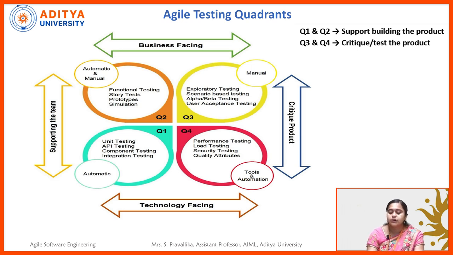Here Q1 and Q2 represent supporting the building of the product, whereas Q3 and Q4 are for critiquing and testing the product. So this was the complete picture of the agile testing quadrants. We can also see a detailed explanation. In Q1 we have unit test, API test, component test and integration test, whereas in Q2 we have functional testing, story test, prototypes and simulation. In the manual Q3 we have exploratory, scenario based, alpha beta test and user acceptance test, whereas in Q4 we have performance test, load test, security test and quality attributes. So these were the agile quadrants.